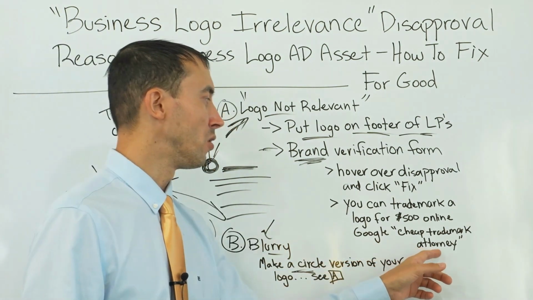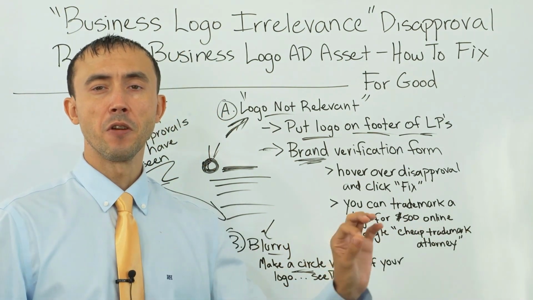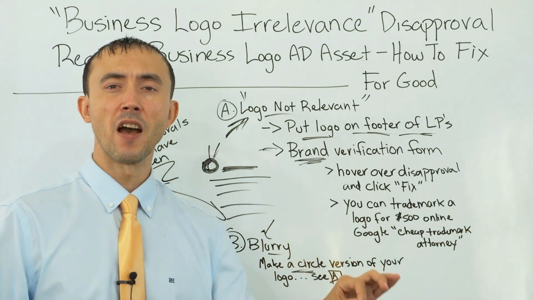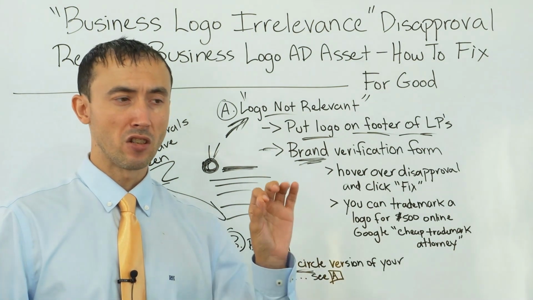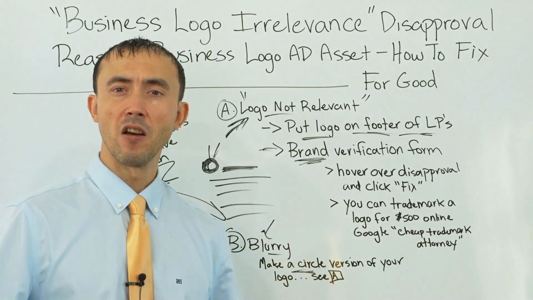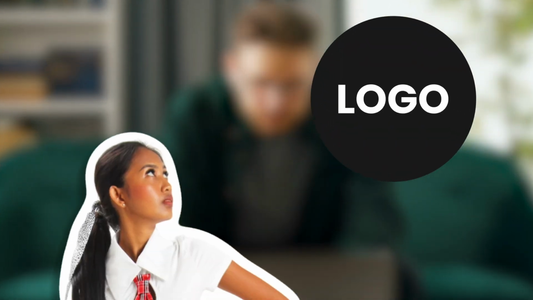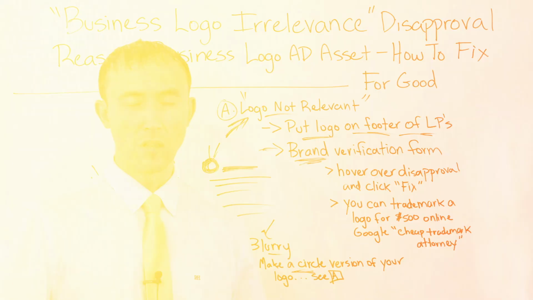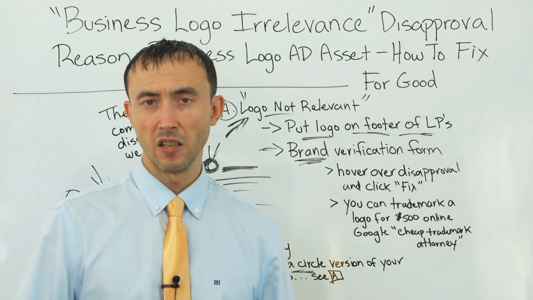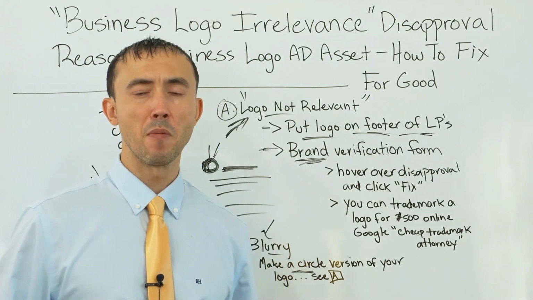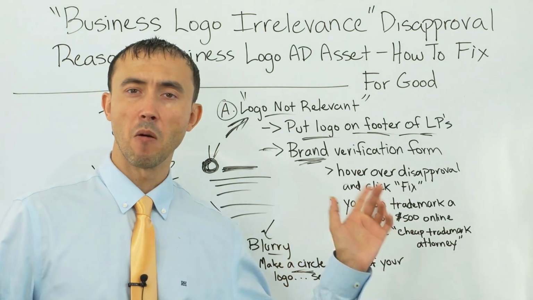All you've got to do is Google cheap trademark attorney. You can find a cheap attorney that just slams these things out day in and day out, and does it quickly and easily. All they'll ask you for is a high resolution version of your logo in black and white. You give it to them, you pay the money, you're done, basically. They give you the proof from the government back, you upload that to your account, boom, you're approved.